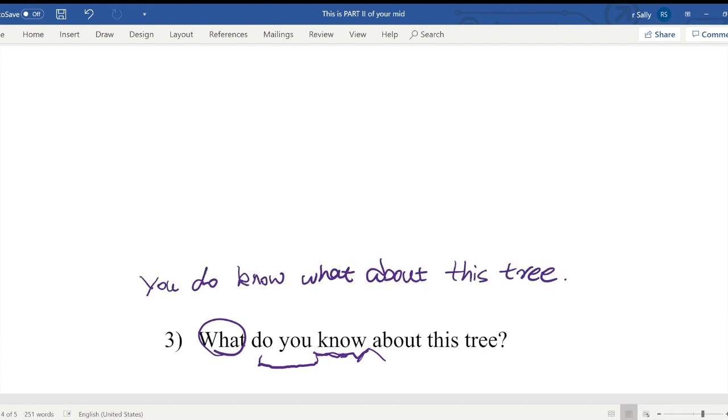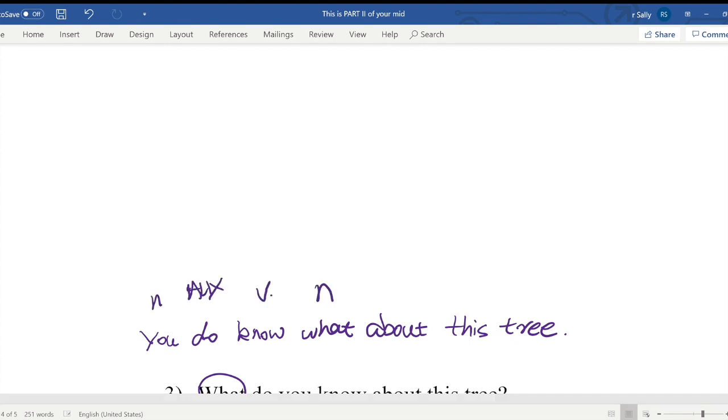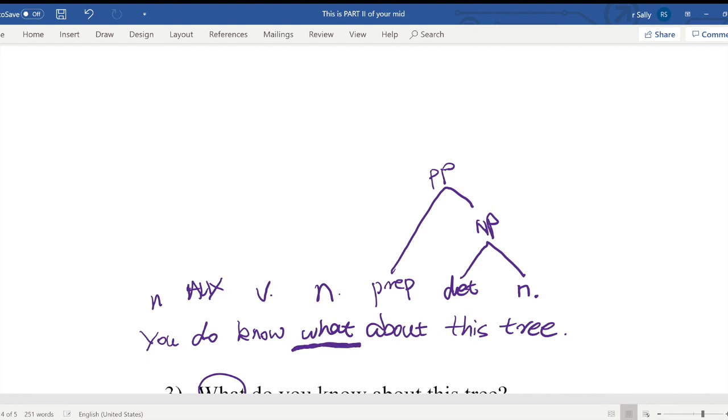So now we need to draw trees for this sentence and then mark the movements. So let's draw the tree first. And now we need to identify whether this prepositional phrase is part of the word what or part of the verb know. So what here can also be understood as something. You do know something about this tree, but we want to ask you what this something is. So about this tree actually gives more information about the what word here. So we want to draw the PP under this NP.